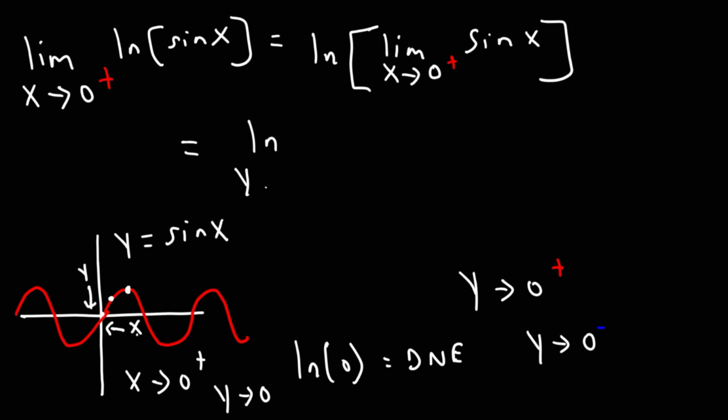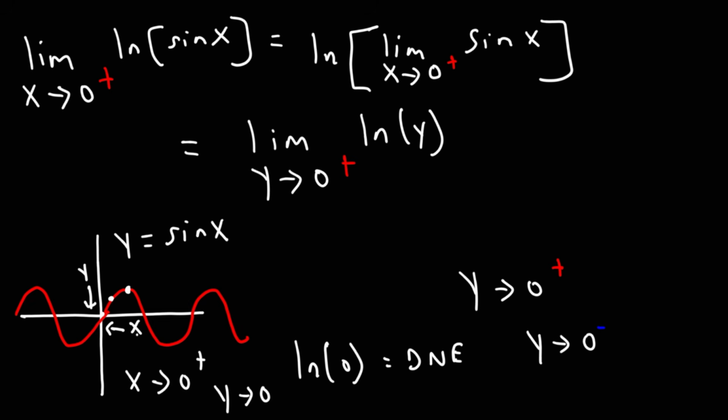So what we're going to have now is ln as y approaches 0 from the right. And I'm going to replace sine x with y. Now we know the answer to this, because earlier in this video we said that the limit, I need to rewrite this. I did not write this correctly. So this is supposed to be the limit as y approaches 0 from the right of ln y.